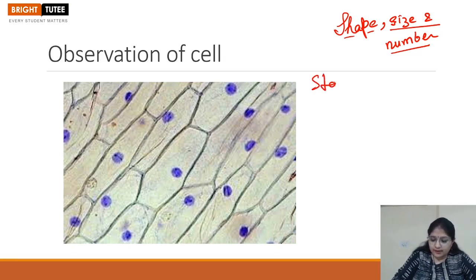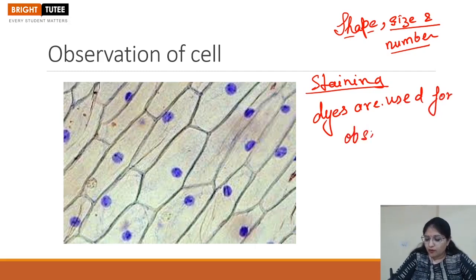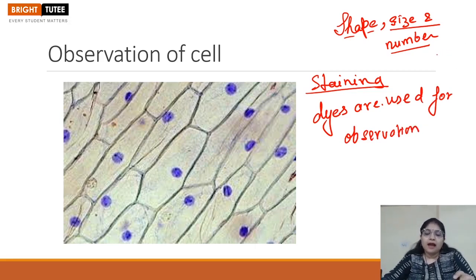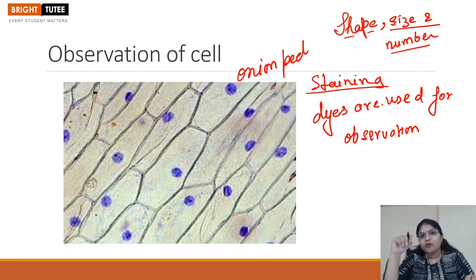One such technique is staining, right? This is a technique where dyes are used for observation purposes. What exactly happens is, say for example, if I have to look at the onion peel, as you can see, this is an onion peel, and when I have to observe it, I'll take a chemical, a dye, say for example safranin or methylene blue, and I will put a single drop of that on the sample that I need to observe, right?